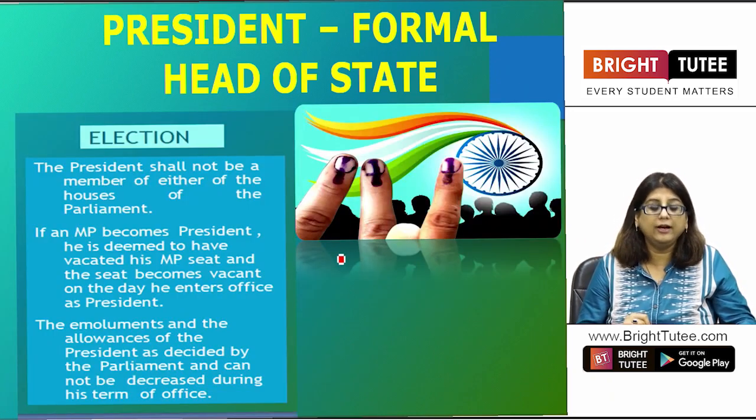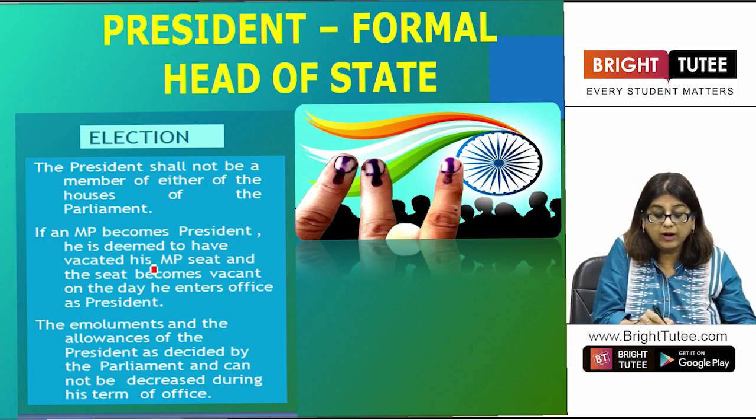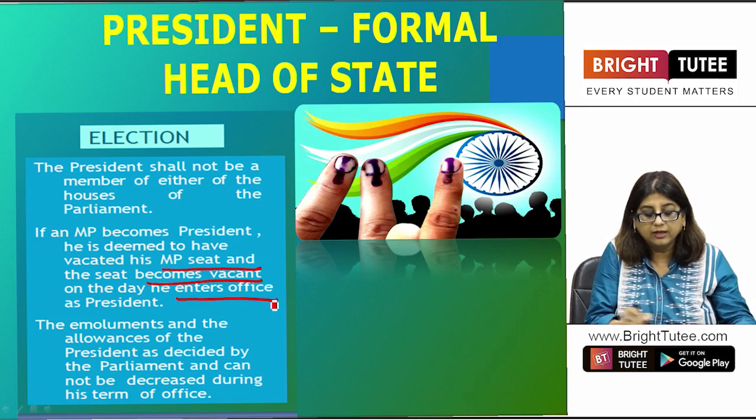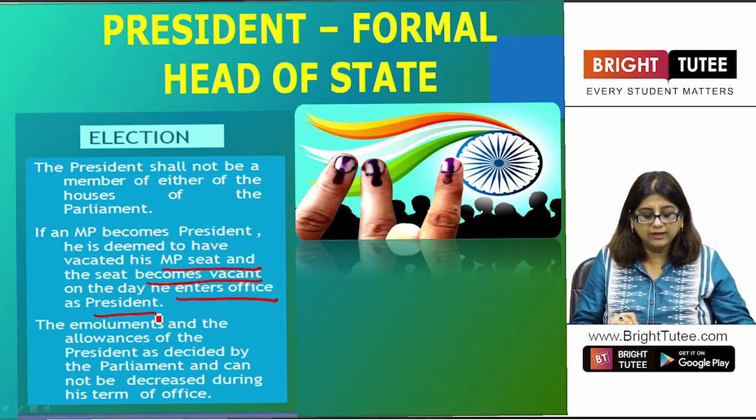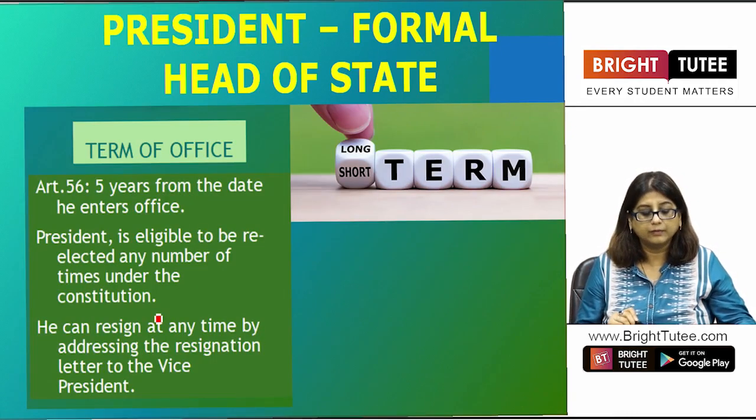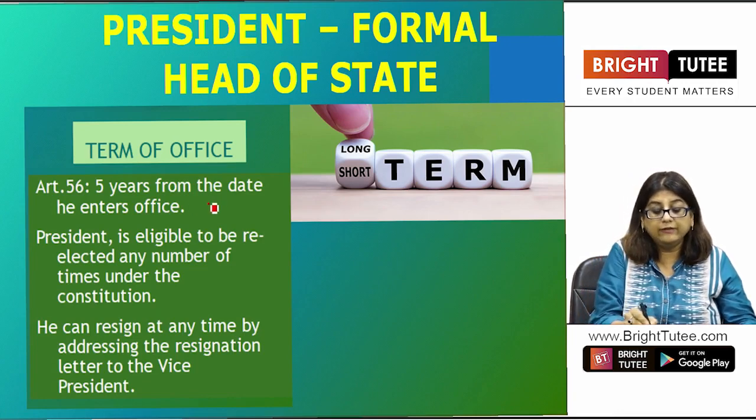President, formal head of state: the president shall not be a member of either of the houses of the parliament. If an MP becomes president, he is deemed to have vacated his MP seat, and the seat becomes vacant on the day he enters the office as president. Then the emoluments and the allowances of the president are decided by the parliament and cannot be decreased during his term of office. The term of office is 5 years from the date he enters the office. He is eligible to be re-elected any number of times under the constitution.